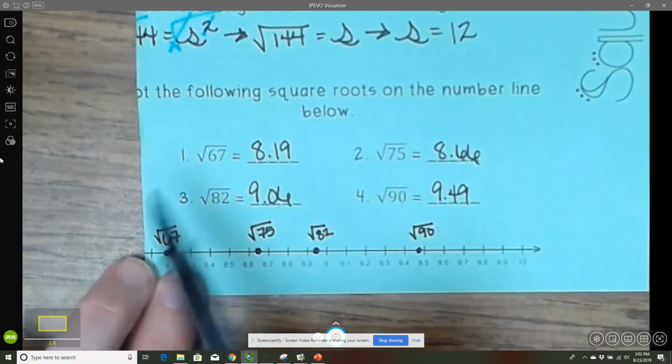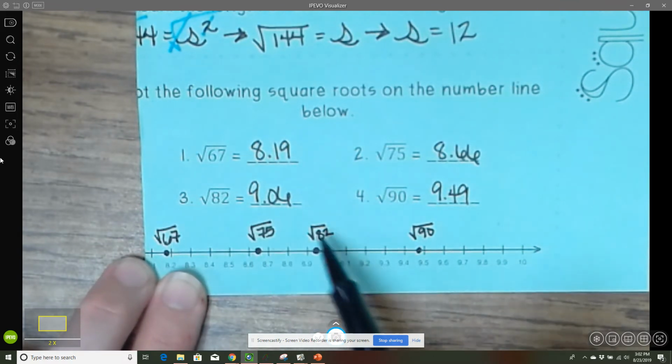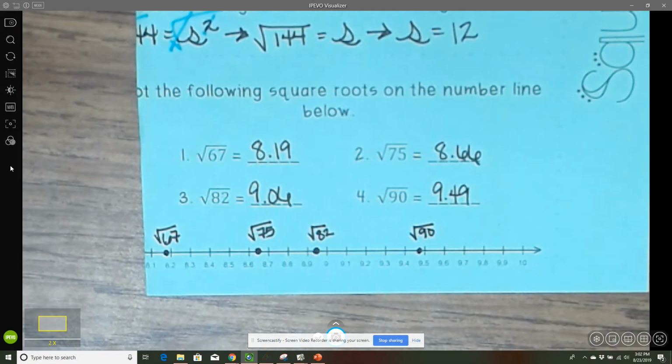If you notice on our number line, as we increase, so does the radicand, the number under the radical. So that's it for this video.